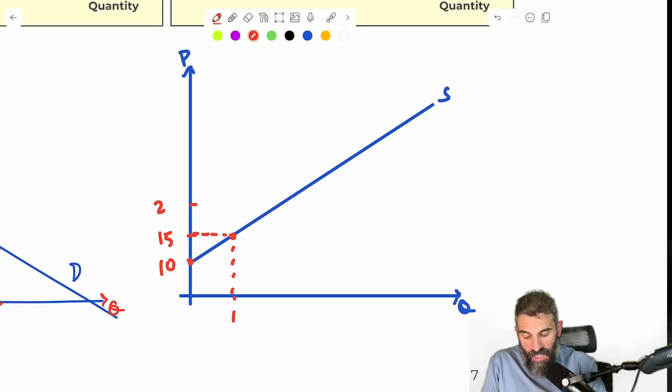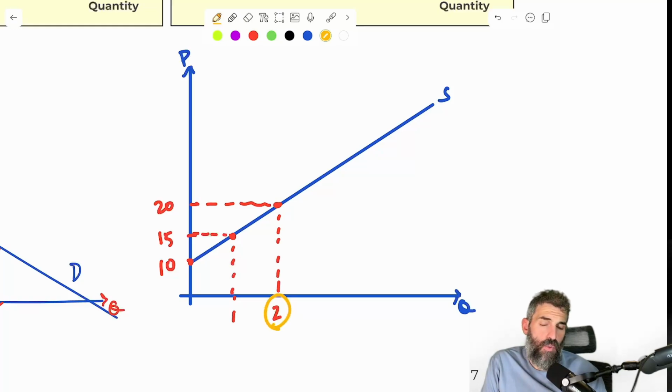Now, if the price were 20, now we have a second supplier. So this supplier, the second one, their cost is $20. So the minimum they would accept is $20. And then this goes on and on and on.